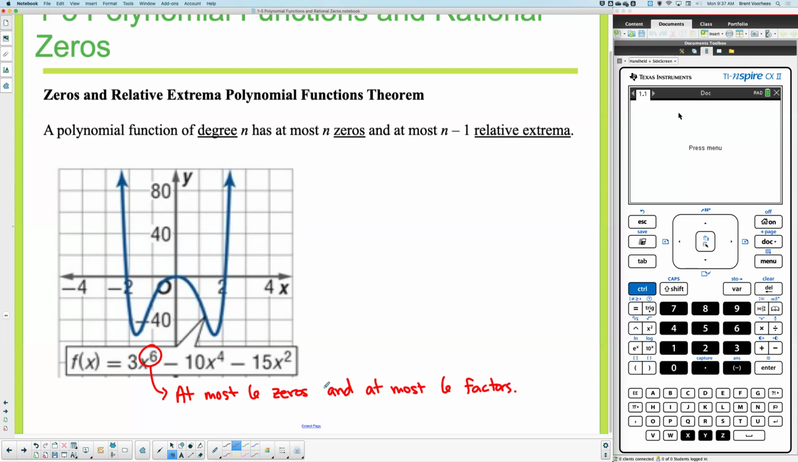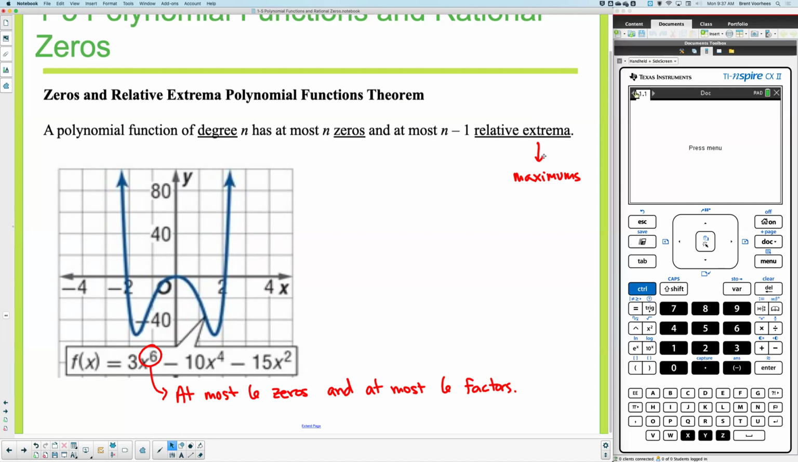Because again, a zero and a factor can be interchanged. That terminology is the same. So if you have at most 6 zeros, you have at most 6 factors. That's what this is telling you right here. And this relative extrema, that means maximums and minimums. Here in this word extrema, this means maximums.